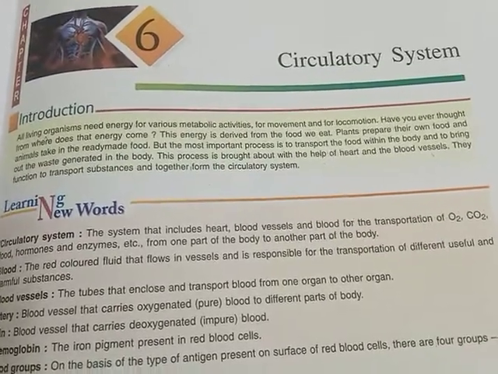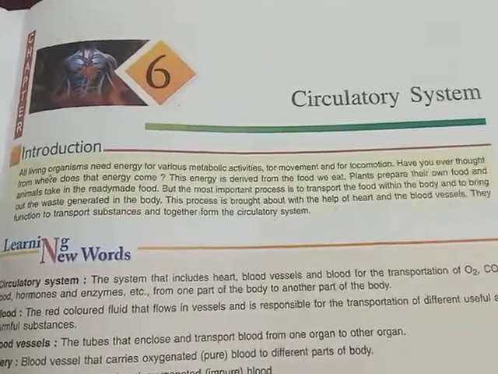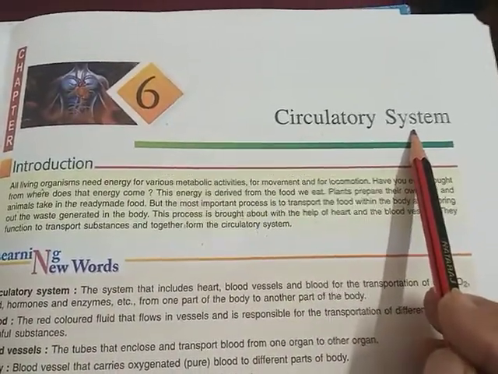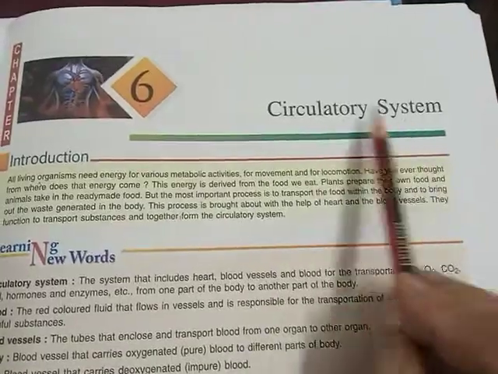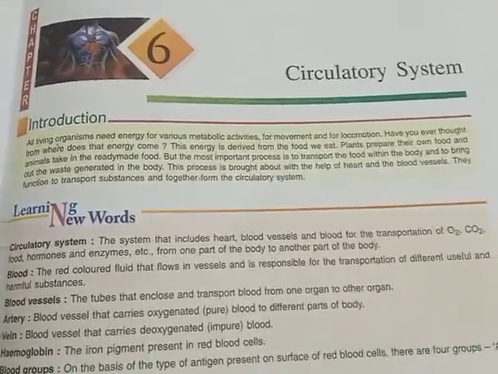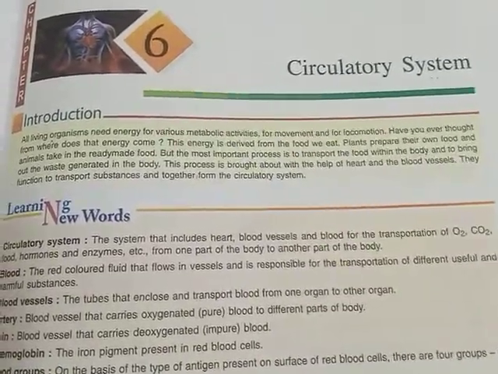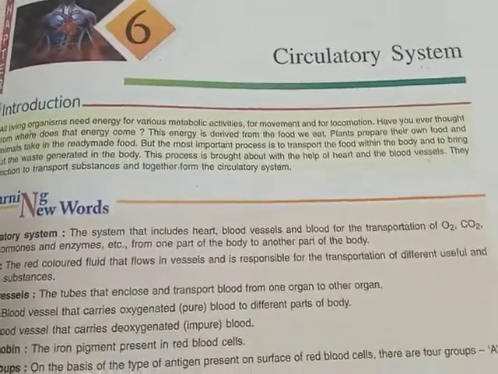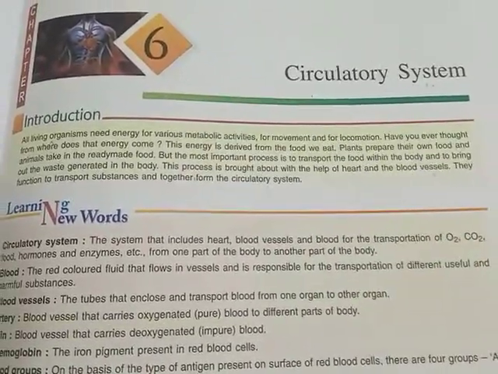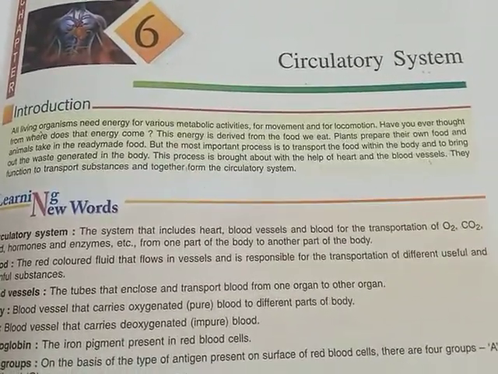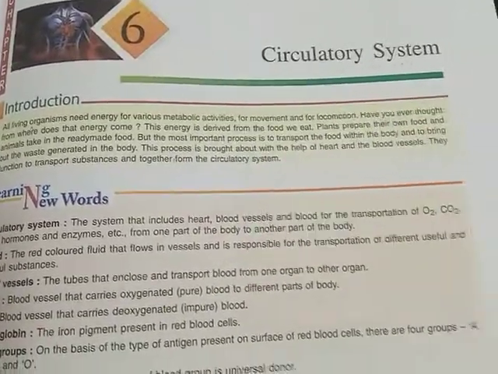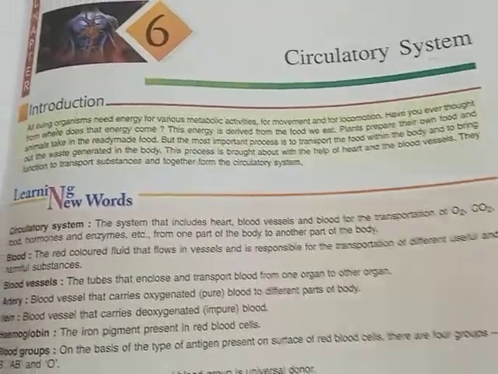Hello everyone. Children, we are continuing with the chapter that is circulatory system, and this is the B part of circulatory system. In the previous session we have studied about the circulatory system. What is a circulatory system? Children, you have seen that the system that includes heart and blood vessels together forms a circulatory system.